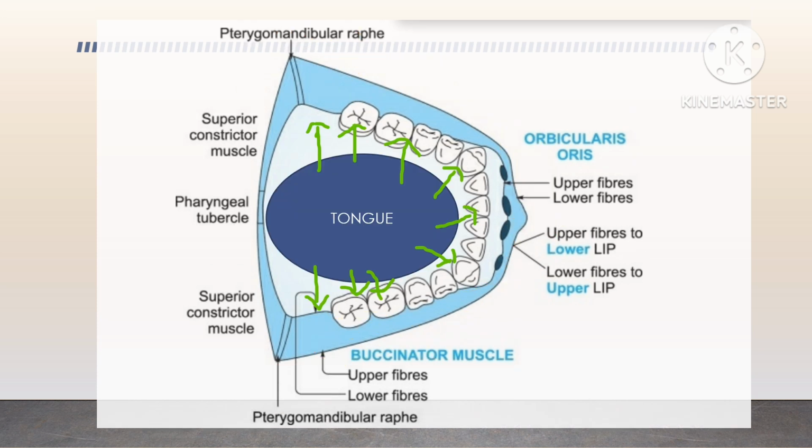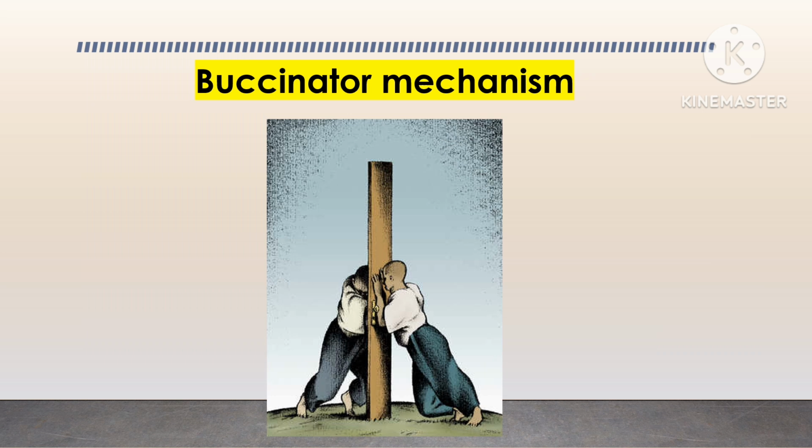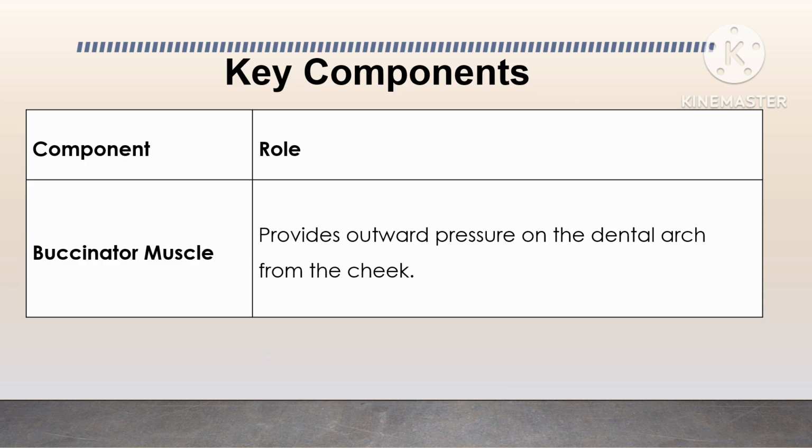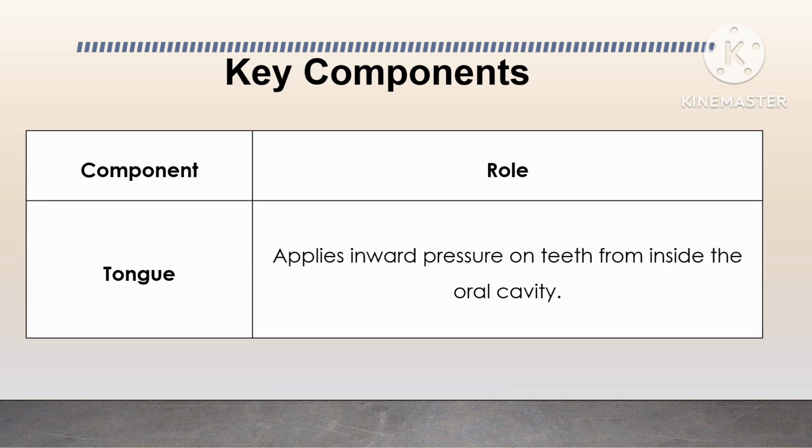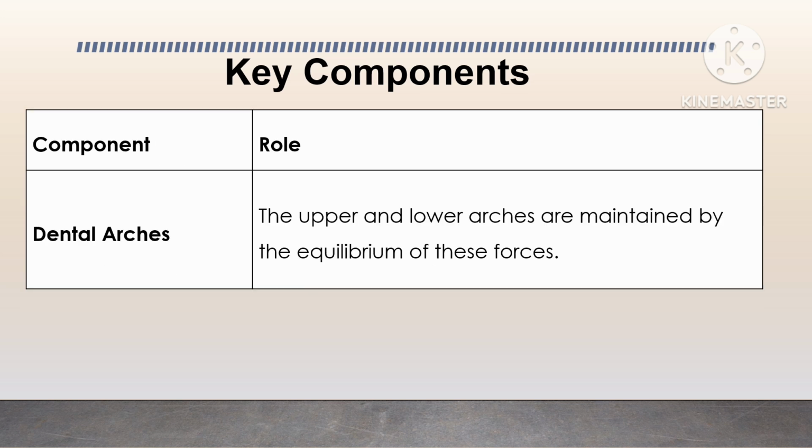Take one more example. Suppose a plank is there. Two men are standing opposite to each other and they are trying to move the plank with equal forces, but the plank will not move. Similar to this condition, the Buccinator mechanism is counteracting the forces which are applied by the tongue from the internal surface of the oral cavity onto the dentition.